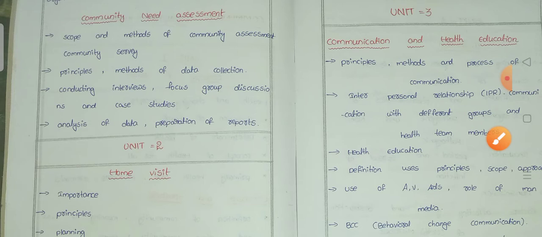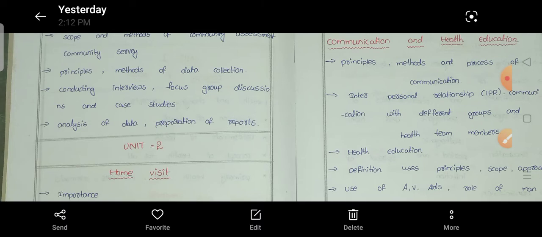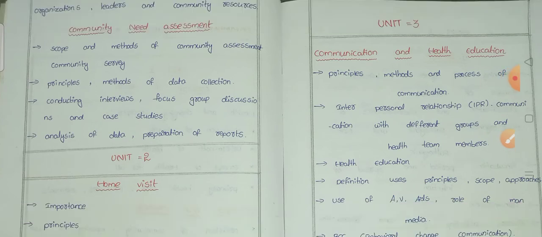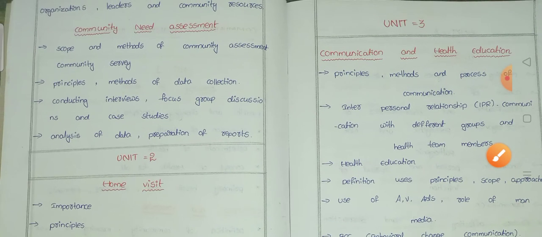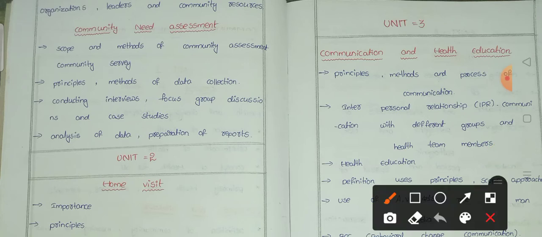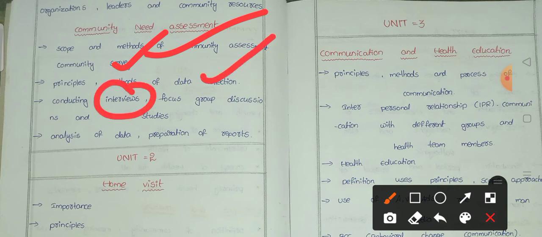Survey, 2 marks questions are important. Sometimes they may ask principles of data collection. Sometimes they may ask interviews also. Methods of community need assessments, community survey, methods and principles of data collection, and interviews. 2 marks questions on interviews they may ask.